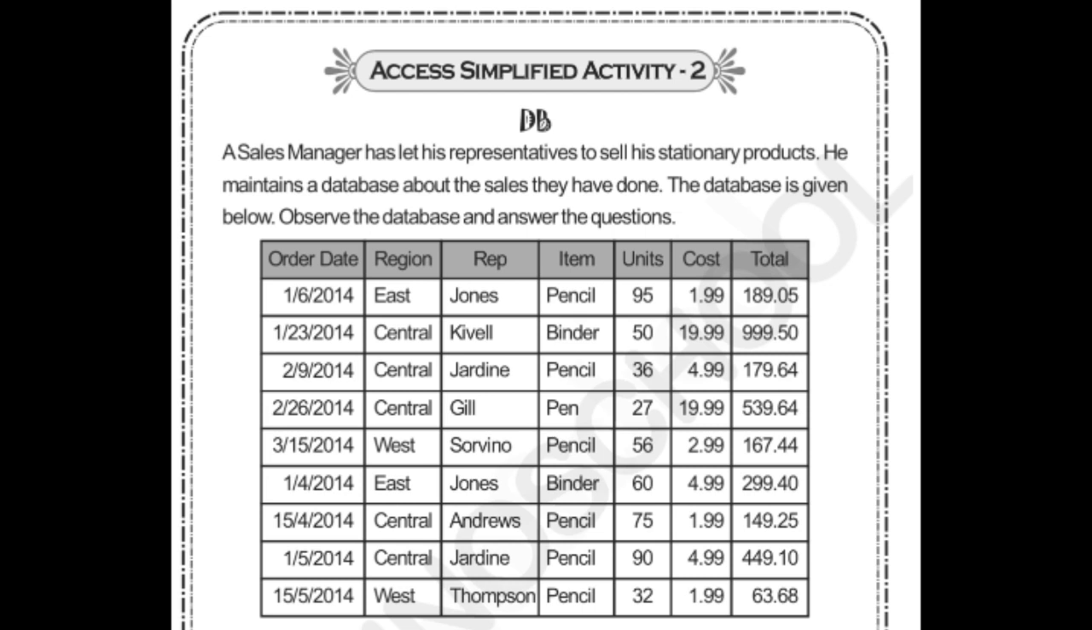So here we can see the sales report of products: order date, region, representative name, product item, units, and its cost and total. Here, look at this picture. We have to find how many items they have sold, and we have to take a report for this data.